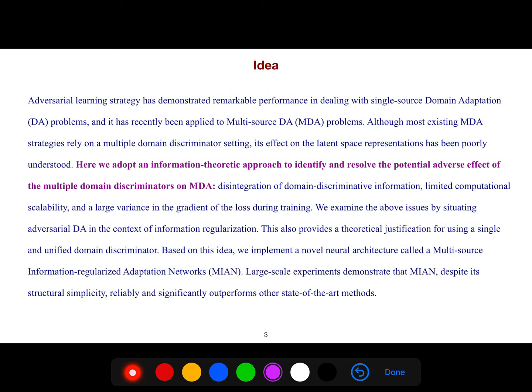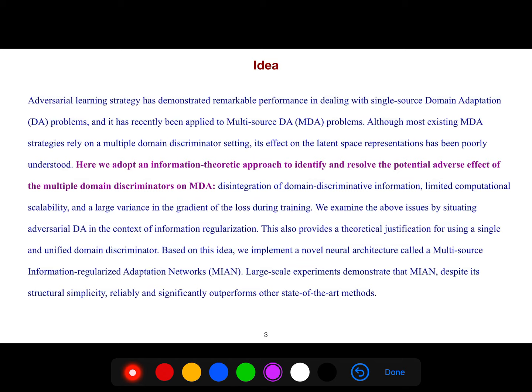Here we adopt an information theoretic approach to identify and resolve the potential adverse effect of the multiple domain discriminators on multi-source domain adaptation: disintegration of domain discriminative information, limited computational scalability, and a large variance in the gradient of the loss during training. We examine the above issues by situating adversarial domain adaptation in the context of information regularization.